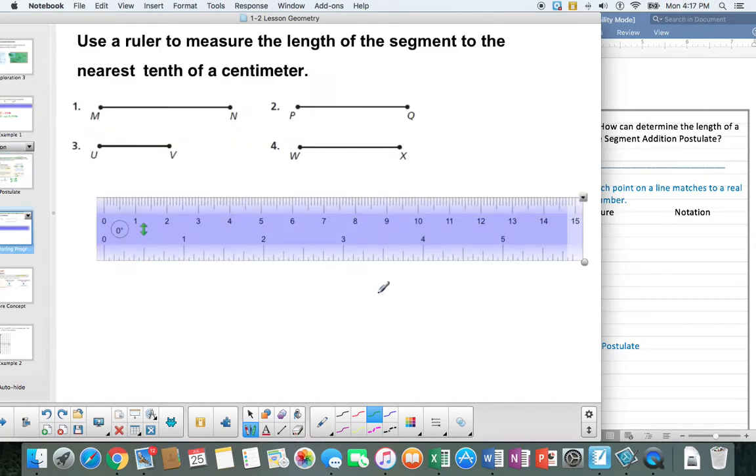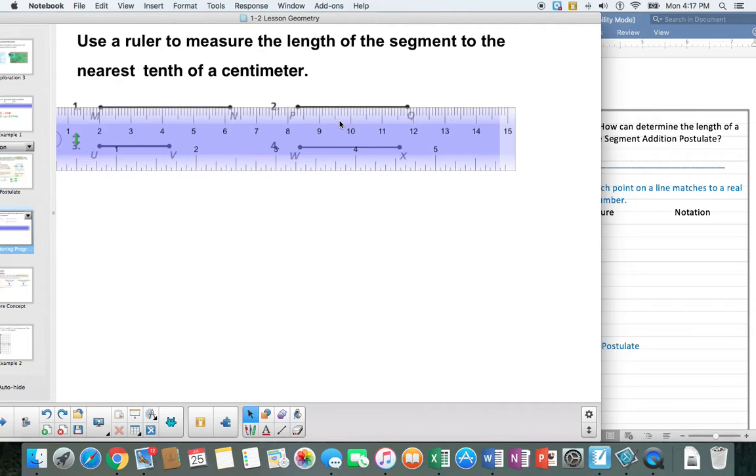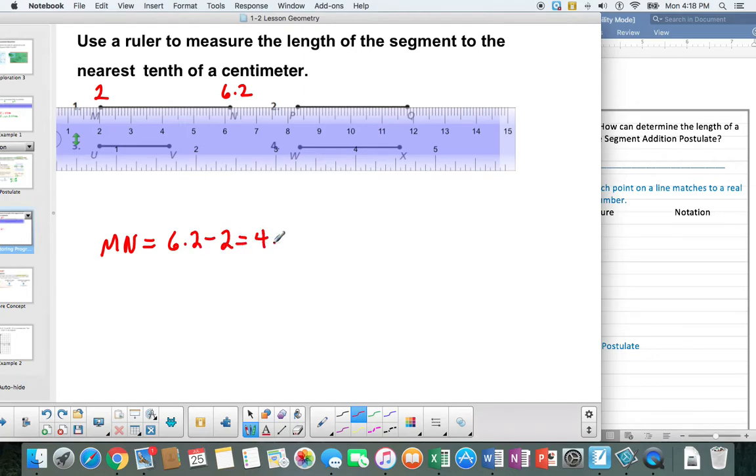All right, let's do a problem similar to what we did a few minutes ago. I want to align my ruler, and it doesn't matter where. I'm going to align it this way right here. And I can see the coordinate associated with M is the coordinate 2, and the coordinate associated with N looks like it's 6.2. So I'm going to say distance MN is equal to 6.2 minus 2, and the answer is 4.2. That's going to be the distance in centimeters.